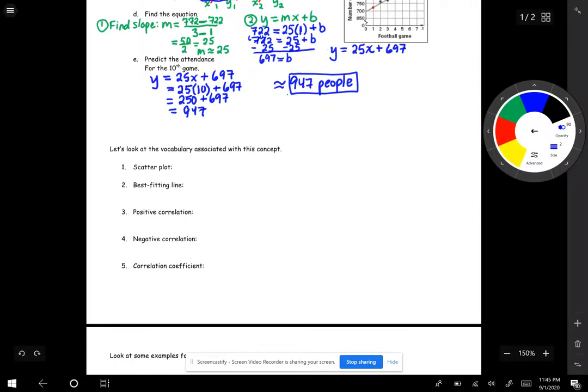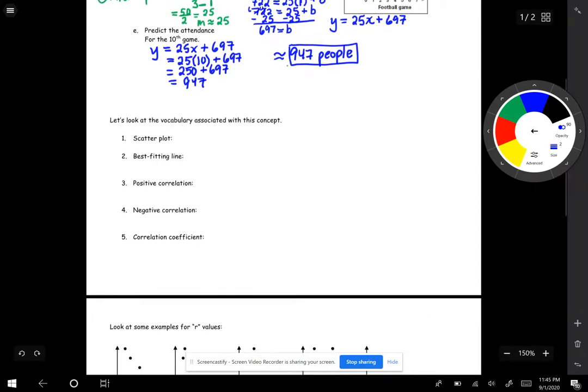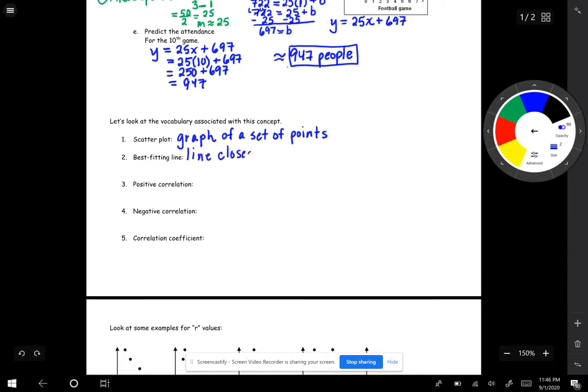Now let's look at the vocabulary associated with this concept. A scatter plot is a graph of a set of points. In our football game example, we had 7 pairs of points and we plotted them, and then we had to draw a line of best fit. So the next vocabulary word is best fitting line. This is the line closest to all data points.